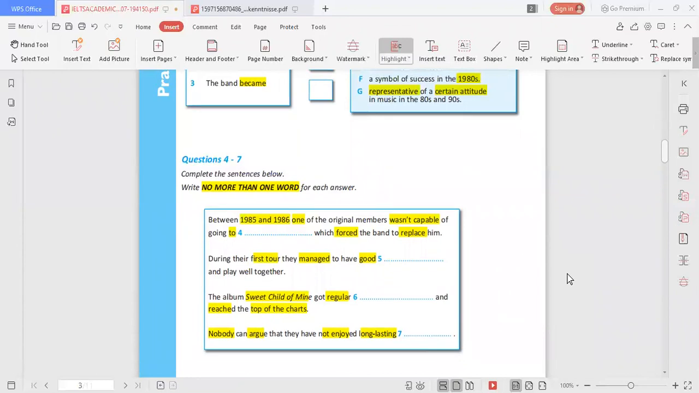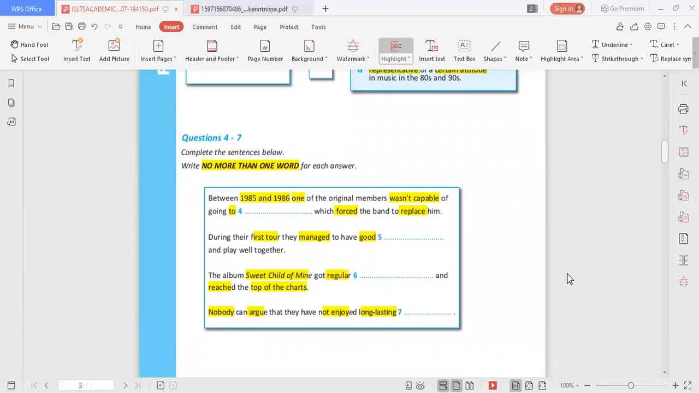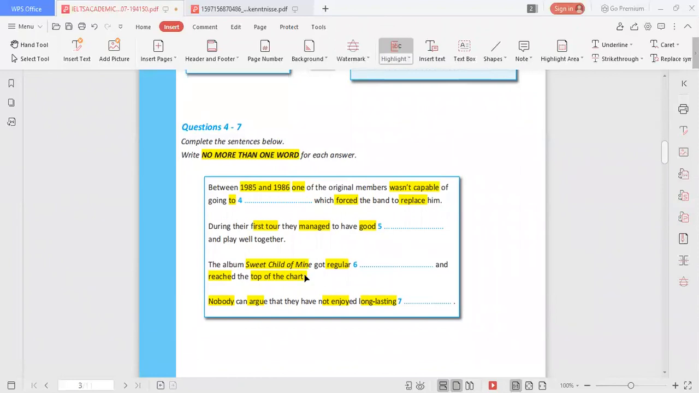And you can try and figure out, I've already helped you with highlighting the keywords, so you can go ahead and figure out the answers to the rest of the questions. So let's do number 5 together. During the first tour, they managed to have good and play well together. So for me, good keywords are first tour, because it could be second tour, third tour. So first tour is very important. They managed is very important. Good, always highlight the word directly before the gap.